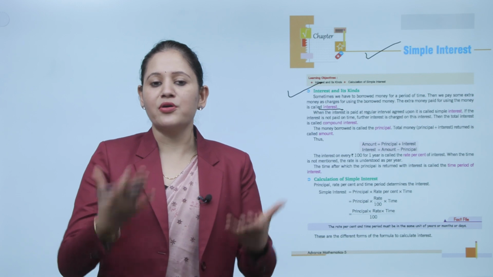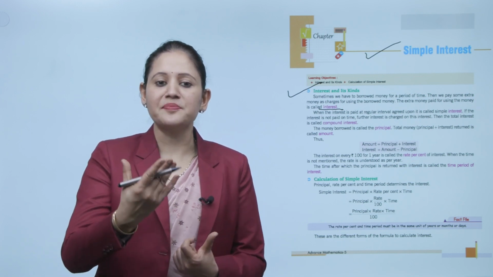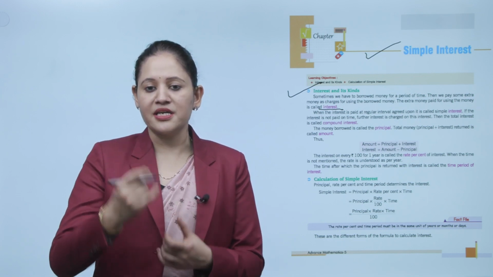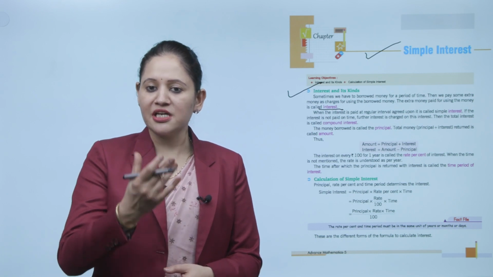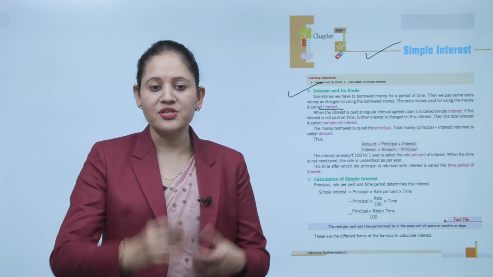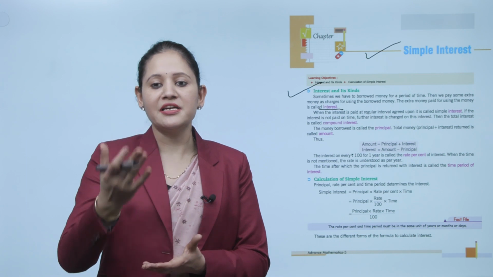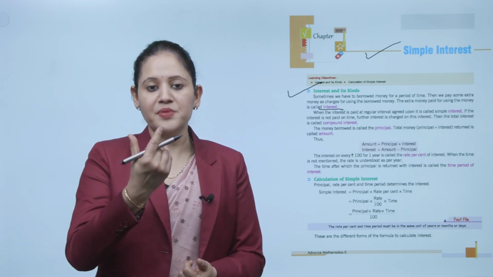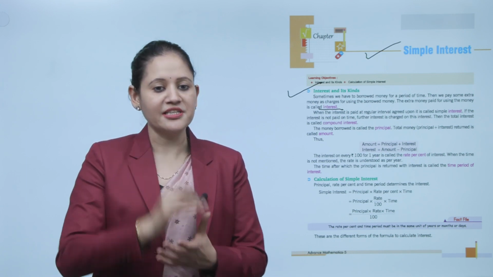Suppose I have borrowed 100 rupees and after a certain period I have to pay the money back. So for using that money, I'll pay some extra amount. Suppose I'm paying 110 rupees. So that extra 10 rupees is called the interest.